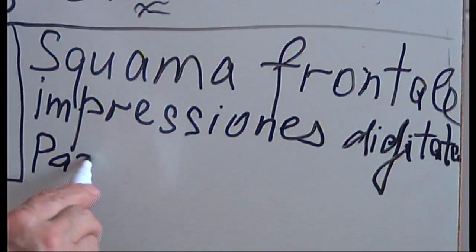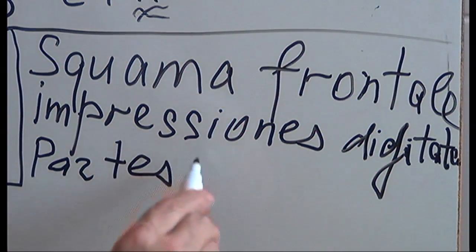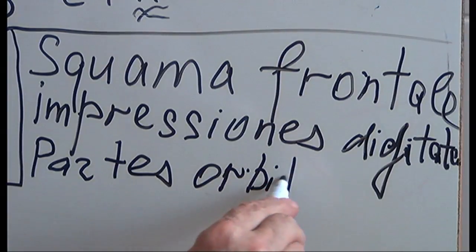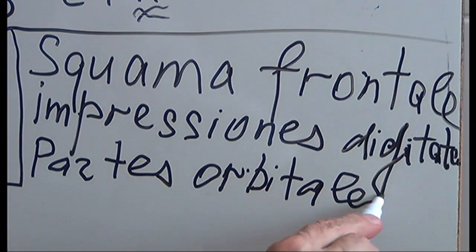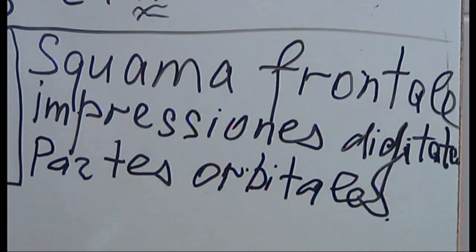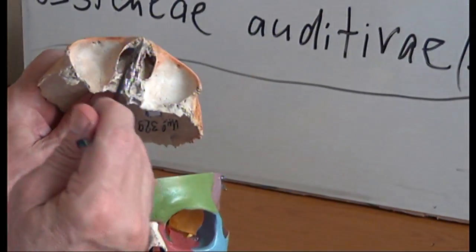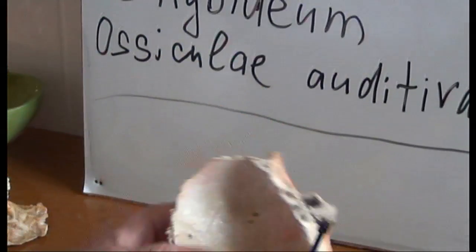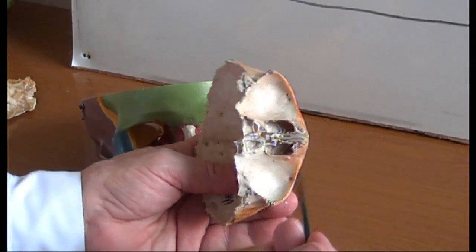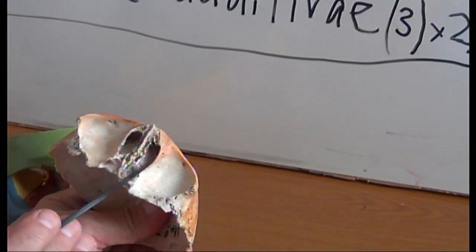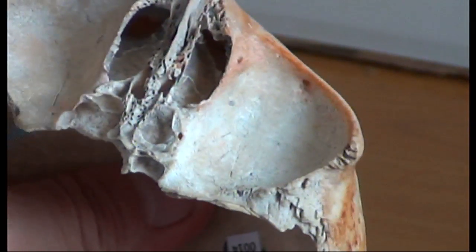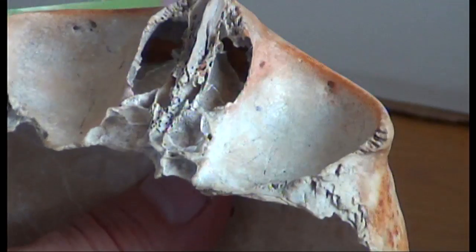They are lateral. And also we can find here incisura nasale. In our specimen, this incisura is filled by a part of another bone, the ethmoidal bone, but really we can find here incisura nasale.